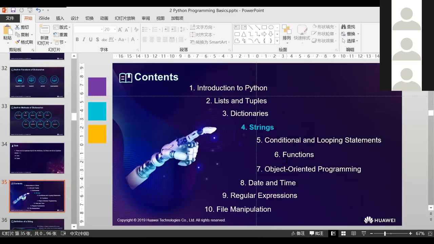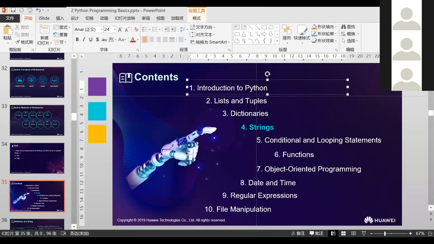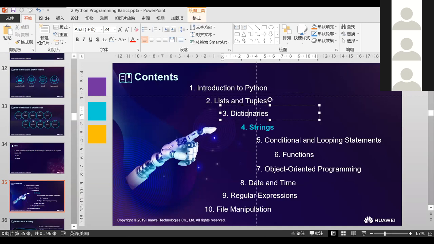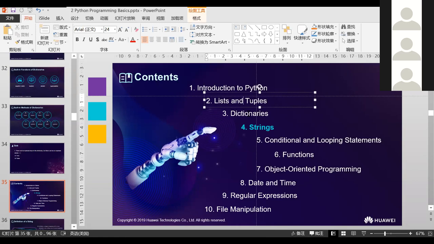So maybe that's all for today. We talked about the overview of AI. The key point of the first chapter is the past and the present of AI. And then we talked about the Python part, and the introduction of Python is not the key section. We talked about lists, tuples, and dictionaries. That is the data structure of Python.